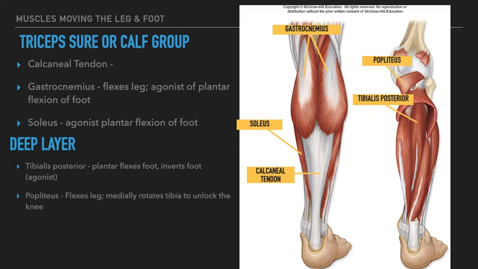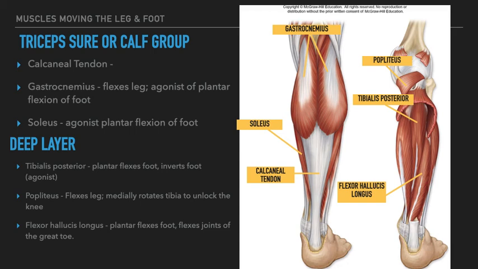The popliteus, this muscle will flex the leg, medially rotate the tibia to unlock the knee. The origin is going to be the lateral condyle of the femur, and the insertion is the posterior proximal surface of the tibia. The flexor hallucis longus, this contraction here is going to cause plantar flexion of the foot, and it also will flex the great toe or the big toe. The origin is the posterior lower 2/3 of the fibula, and the insertion is the distal phalanx of the big toe.